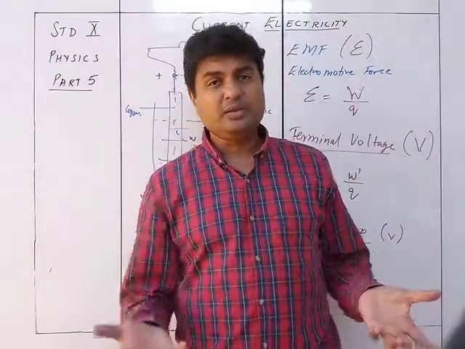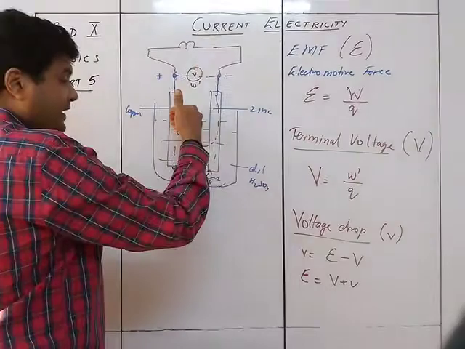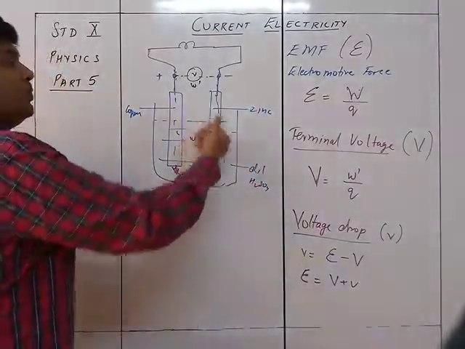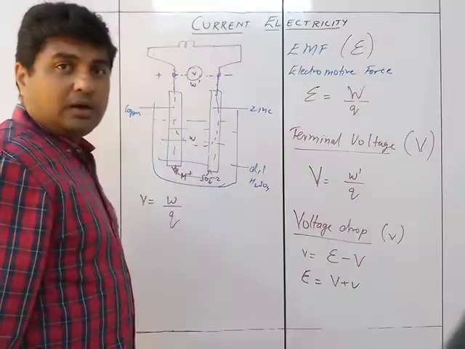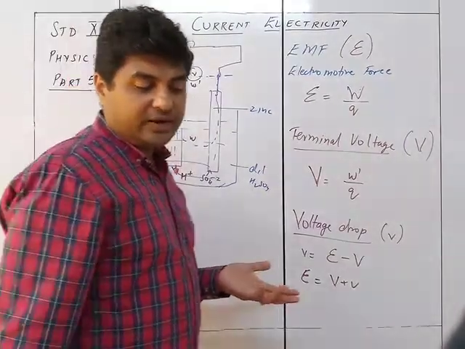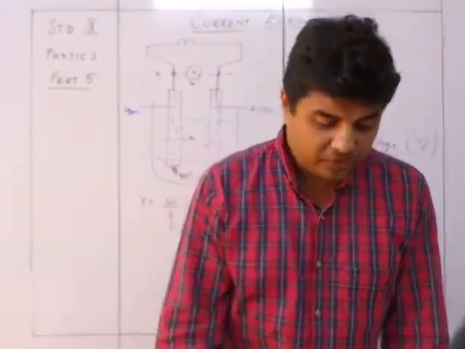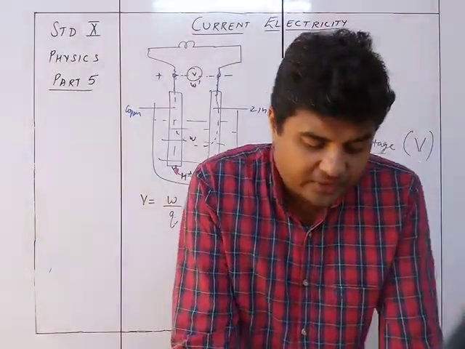So it is simple that whatever current is drawn from here has to pass through here as well. So the more the current drawn from the battery, the more will be the voltage drop. The voltage drop is definitely going to be more if more current is drawn through the battery. So there is a distinction between the EMF and the terminal voltage.